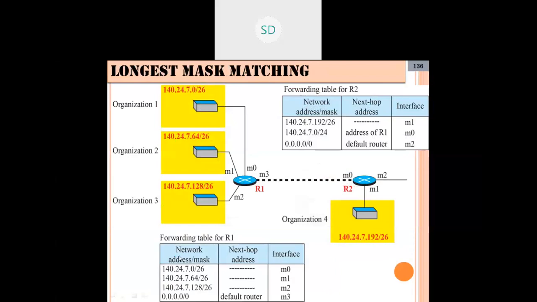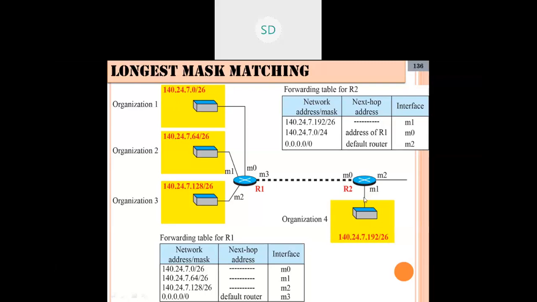Next is longest mask matching. Here, observe what happens in this particular configuration. In the previous figure we had four organizations. Now in this configuration, one organization has been placed in router 2. That is, organization 4 has been moved from router 1 to router 2. Can we still use the same address aggregation block?